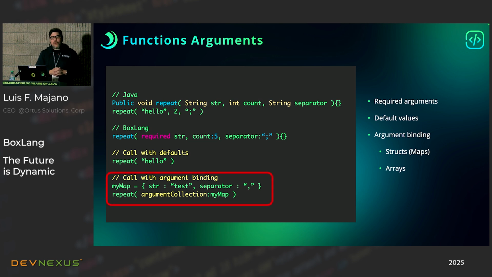Another important thing is that we also have the concept of argument binding. So since all the scopes are maps, I can basically execute any function and say, all the arguments, just bind them from this map. So I can use the keyword argument collection. And then it will look at that map or an array, and it will try to match them according to what you have. So very, very simple. You can do things very dynamically.